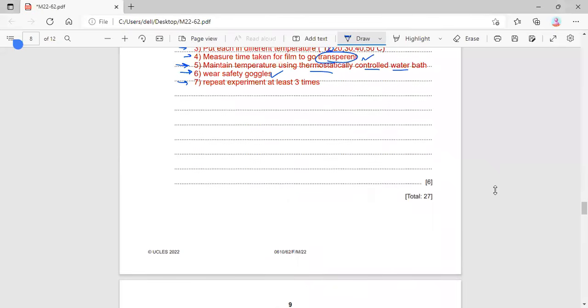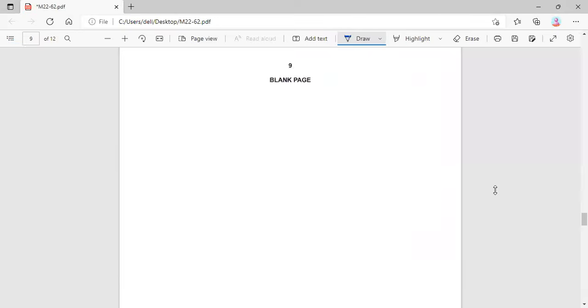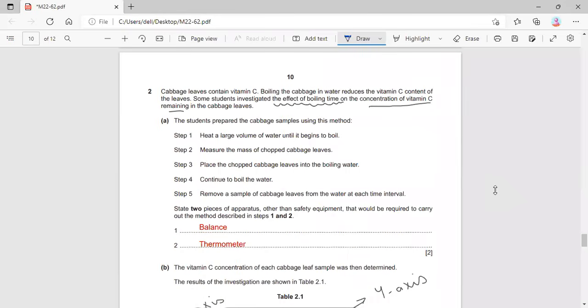The first question is 27 marks out of the 40, so the rest, the 13 marks, is for question 2. It will be the graph. The cabbage leaves contain vitamin C. Boiling the cabbage in water reduces the vitamin C content of the leaves. Some students investigated the effect of boiling time on the concentration of vitamin C. So he will boil the cabbage and check the concentration of vitamin C.